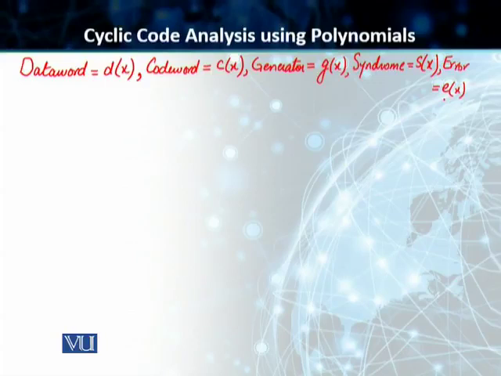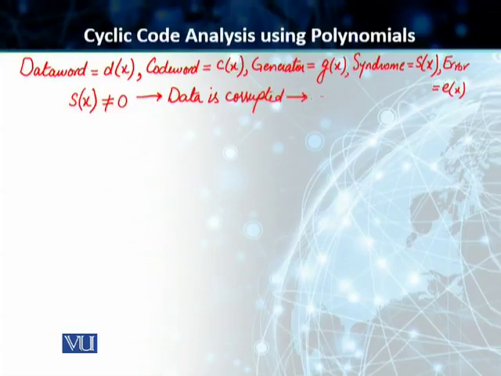Now students, you saw in the encoding and decoding slide that we have got 2 options. The first one is in which at the receiving end the s(x) is not equal to 0. The decision in this case is very simple. We know that the data is corrupted, and we simply go on to discard this data.